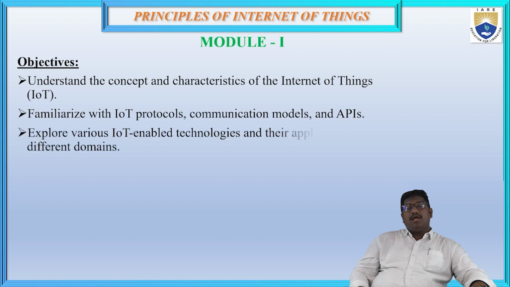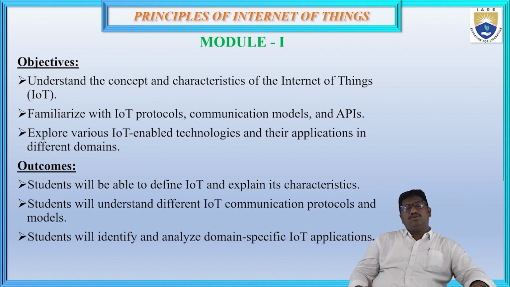Coming to this module, if we finish this module, the outcome we are aiming for is to know some concepts as well as the characteristics of IoT and the physical design. You are going to become familiar with different kinds of IoT protocols, communication models, and application programming interfaces. There are different kinds of application programming interfaces. We are also going to explore different kinds of IoT enabled technologies and their applications in different domains. These are the objectives which we aimed for.